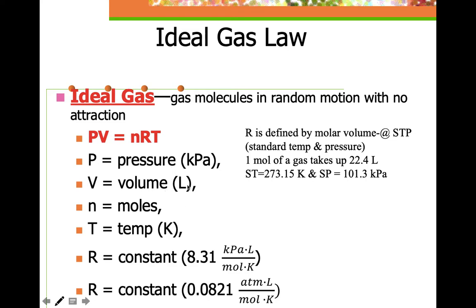Volume needs to be in liters because that's what our constant uses in its units. And now we can deal with moles, so we can find out how many moles of a gas we might have. And as always, we need to keep working with temperature in Kelvin. Now you might ask, why do these R values have such complicated units? Well, it's really because it's a constant and then we can cancel out the other units in our equation, so we end up just with what we are looking for, or what the unknown is.